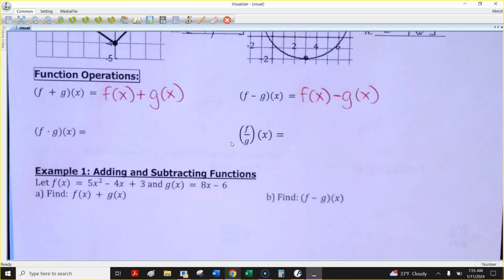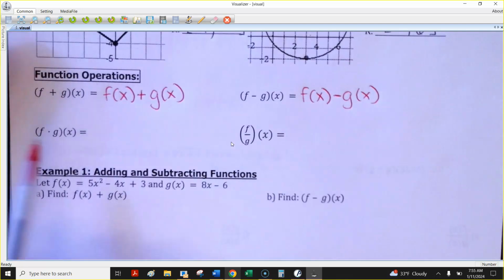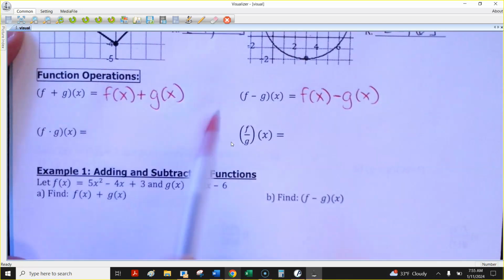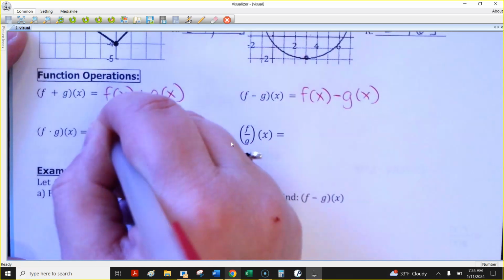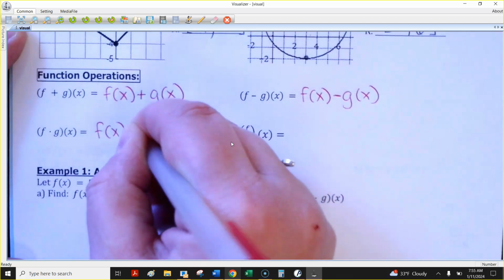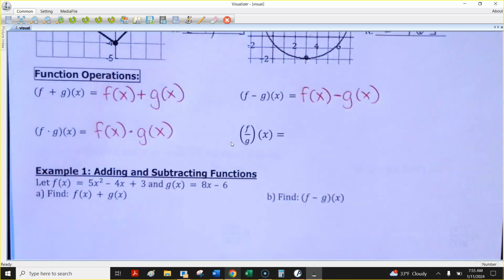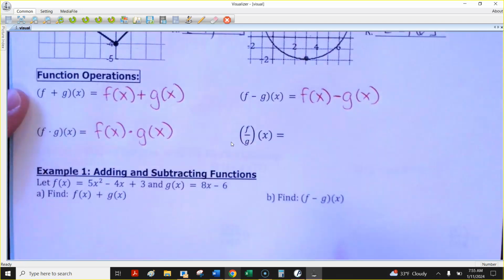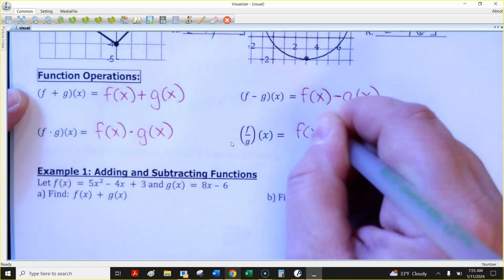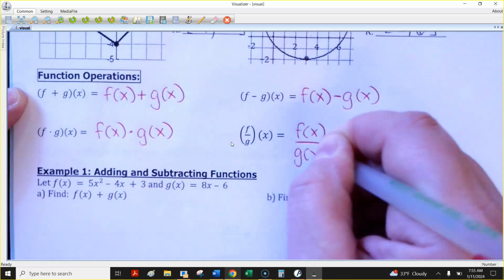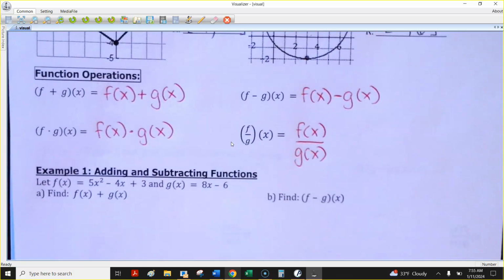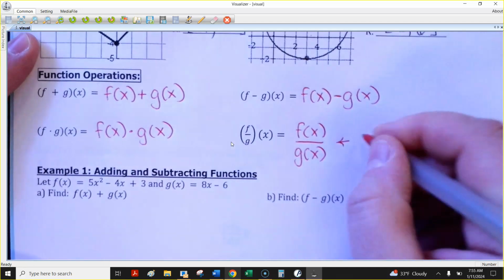And then the other two, we got multiplication and division. So this says f times g of x. Another way you can write it, this would be the f of x function times the g of x function. So it could be maybe just a little distributive property. It could be like a FOIL. It just kind of depends on the question. And then the last one, this is f divided by g of x. This is the same thing as the f of x function divided by the g of x function. Now, this one can get tricky.